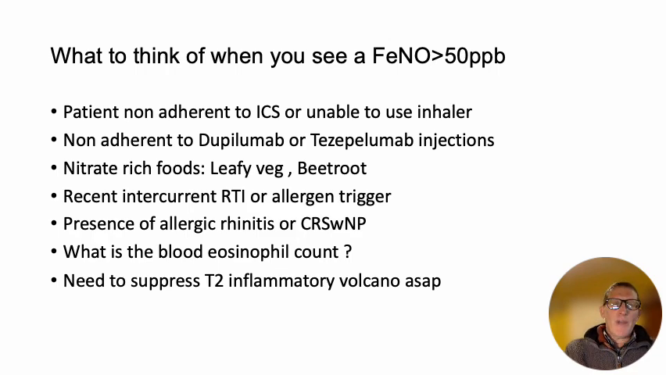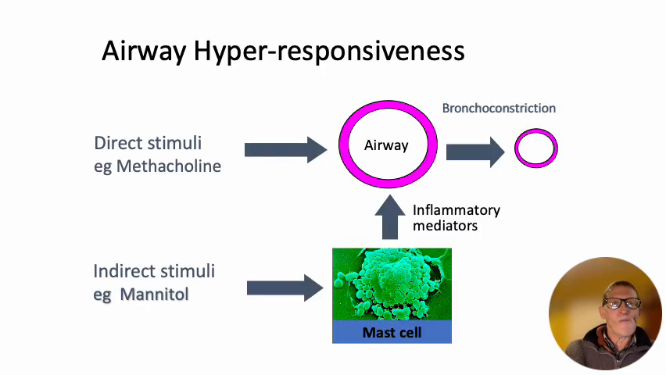And the other thing I think about when I see someone with a high FeNO is that I need to suppress that type 2 inflammatory volcano as soon as possible to prevent an impending exacerbation. So we need to escalate treatment.